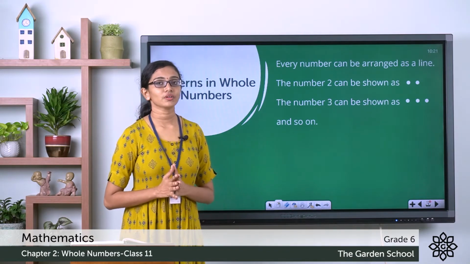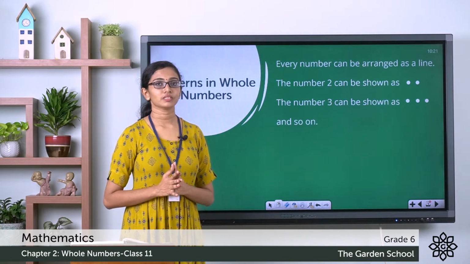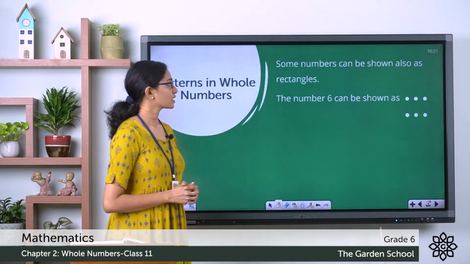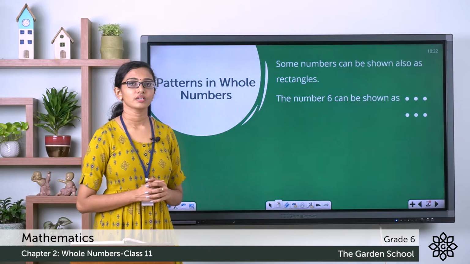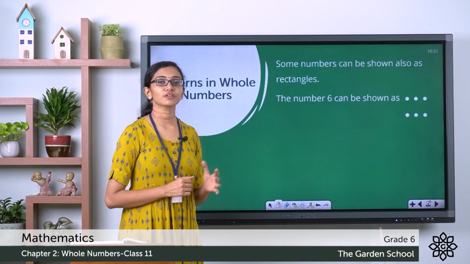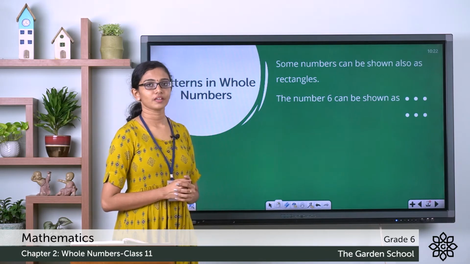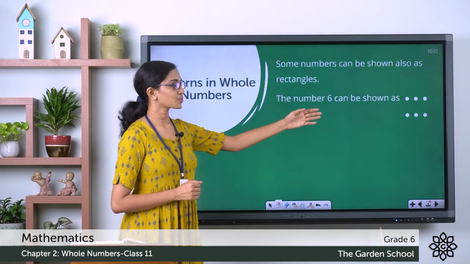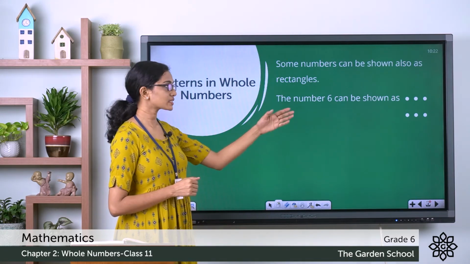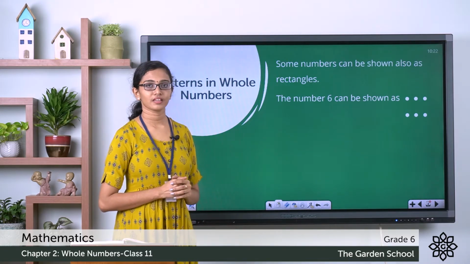Now let's have a look at the arrangement of numbers in some other shapes as well. You see the number 6 here. Using dots, the number 6 is represented in the form of a rectangle. There are 2 rows and 3 columns for this representation, and it takes the form of a rectangle.